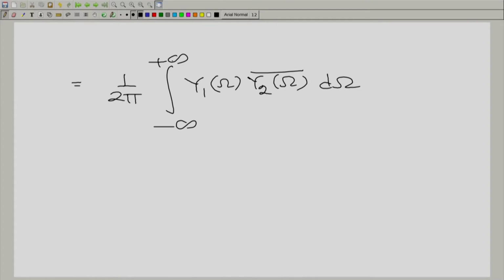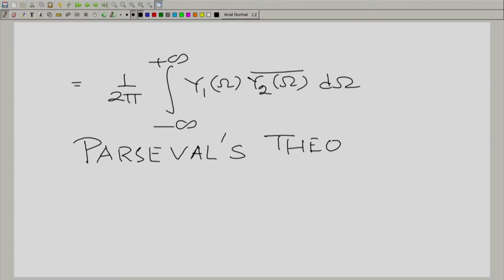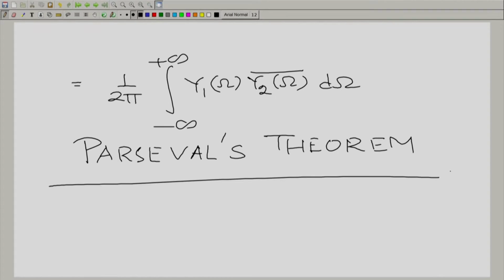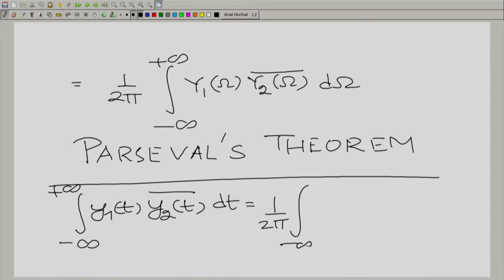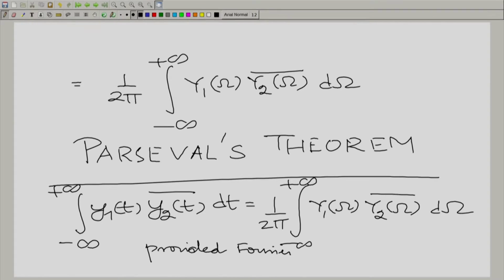Now, this has a very important place in the whole subject of signals and systems. This is what is called Parseval's theorem. Parseval is the name of a researcher or scientist who came up with this idea. Let us write down Parseval's theorem in its glory. Of course, this is provided the Fourier transforms exist.